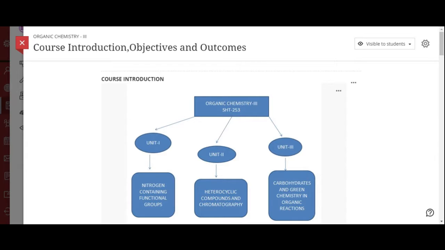And after that, green chemistry in organic reactions means how we can overcome the side products, the hazardous side products from the organic reactions, and how we can apply the green synthetic methods to these organic reactions. This is the green chemistry in organic reactions. Okay. This is your syllabus of this semester.